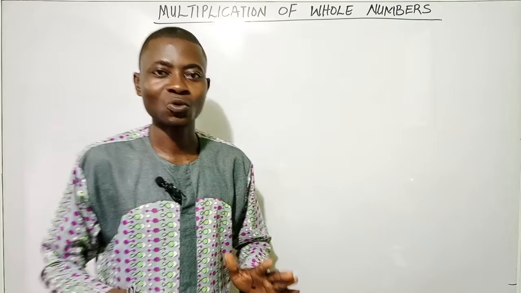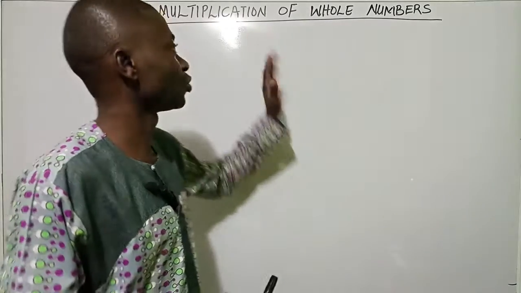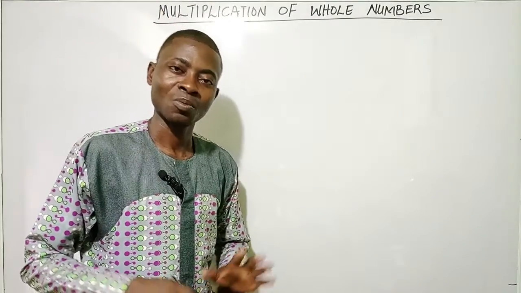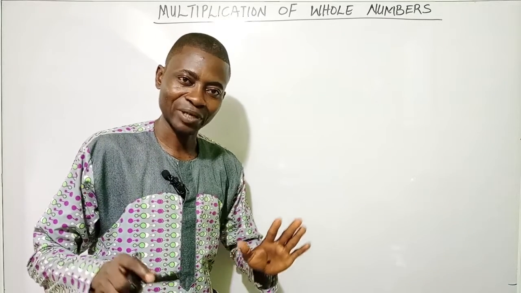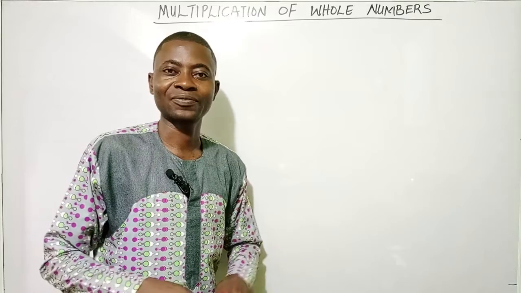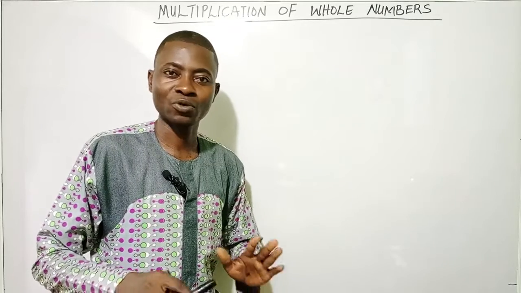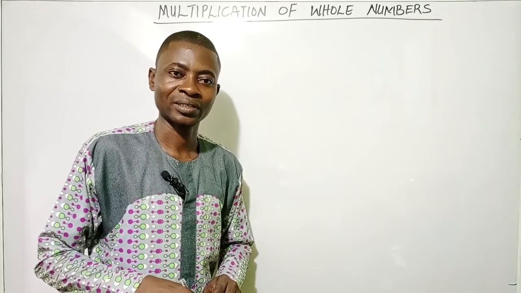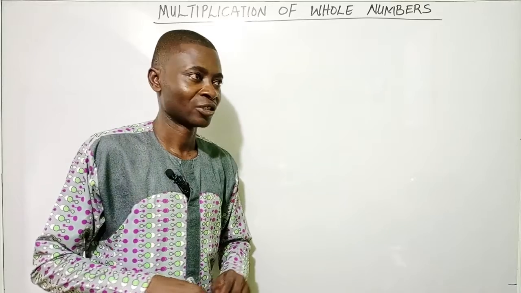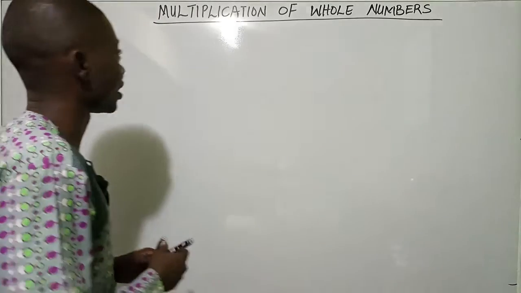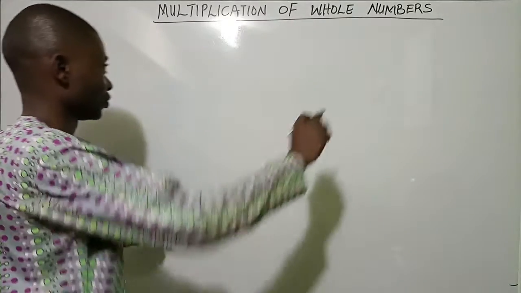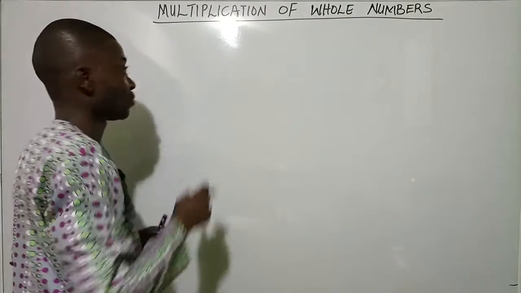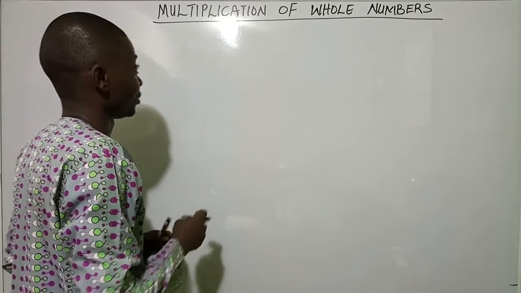In our class today, we'll be talking about multiplication of whole numbers. I advise you to pay attention, listen carefully, and see how we multiply whole numbers together. Okay, so we'll be taking a very first example now to demonstrate this. We'll be taking various examples today to demonstrate how we can actually multiply whole numbers together.